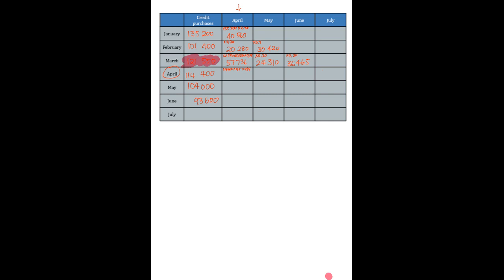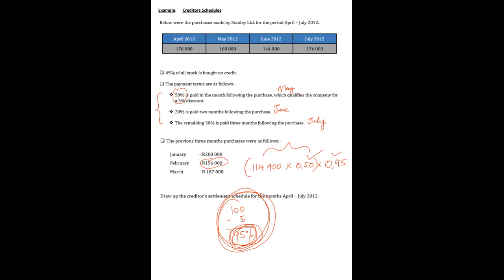Sorry, I wrote it in the wrong place. It is in May. So it took place in April. It's going to be paid for in May 1st. So that's 54,340. Then in June, so we did May, in June, July, it's the 20 and 30%.